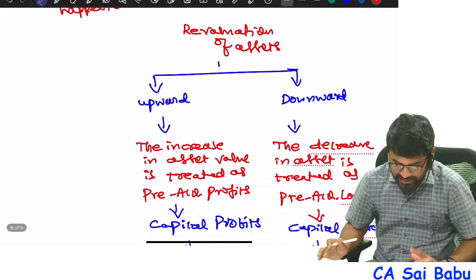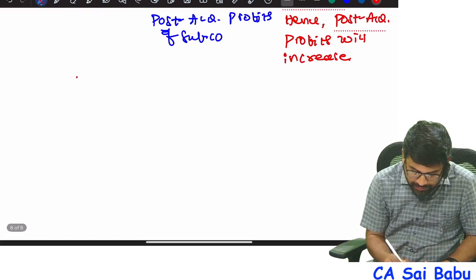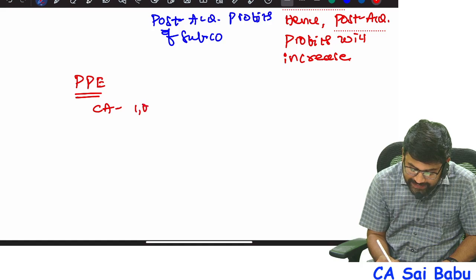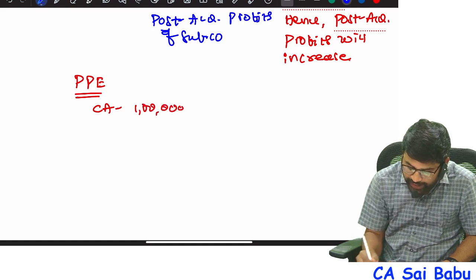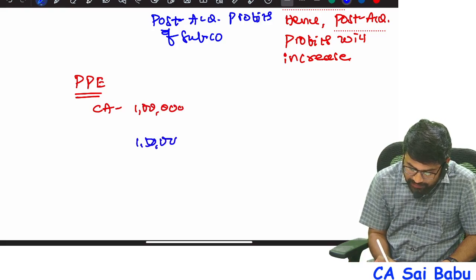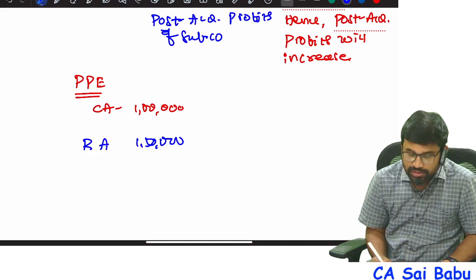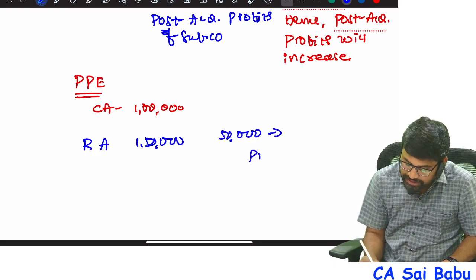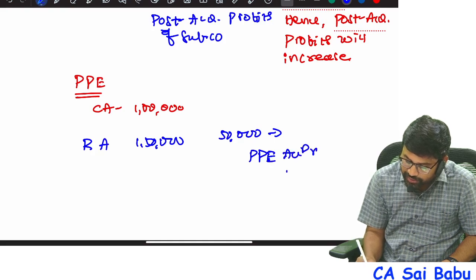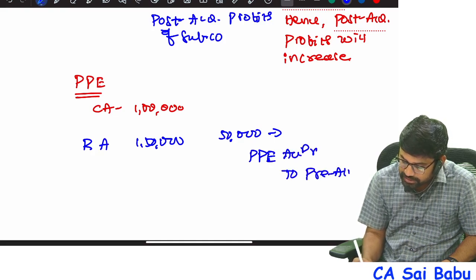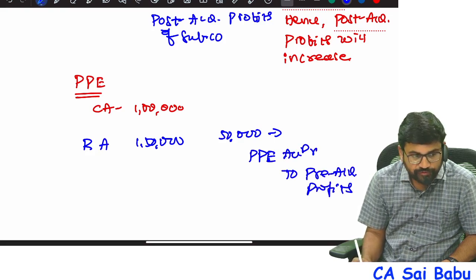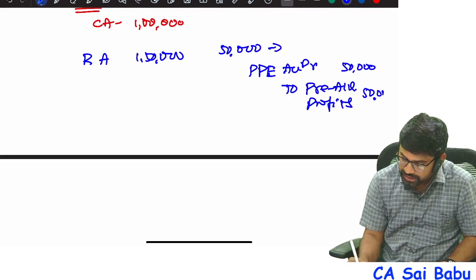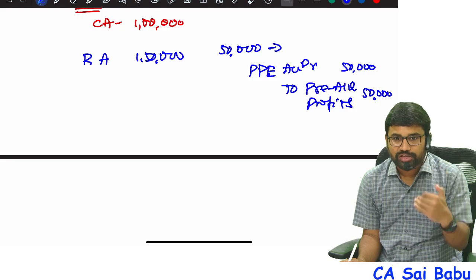Revaluation of assets. For example, you see this. There is a property, plant, equipment. This property, plant, equipment carrying value is 1 lakh. Now, the parent company has increased this to 1,50,000. This is called the revalued amount. So tell me how much increase? 50,000. Can you tell me what is the entry we will write? Simple. Asset value increased, so PPE account debit to pre-acquisition profits. These are directly credited to which profits? Pre-acquisition profits. How much? 50,000. That's it. So to the extent of 50,000, increase your pre-acquisition profits.